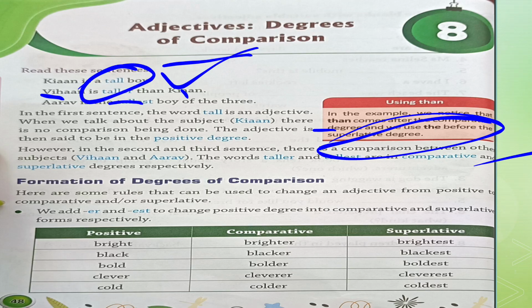Formation of degrees of comparison. Let's try to understand this. Here are some rules that can be used to change an adjective from positive to comparative and superlative. Normally, we just add er or est to change the positive degree into comparative and superlative. For example, the positive degree is bright. If there is one or two syllables in the adjective, we normally add er or est. For example, bright, brighter, brightest, black, blacker, blackest, bold, bolder, boldest, clever, cleverer, cleverest, cold, colder, coldest.